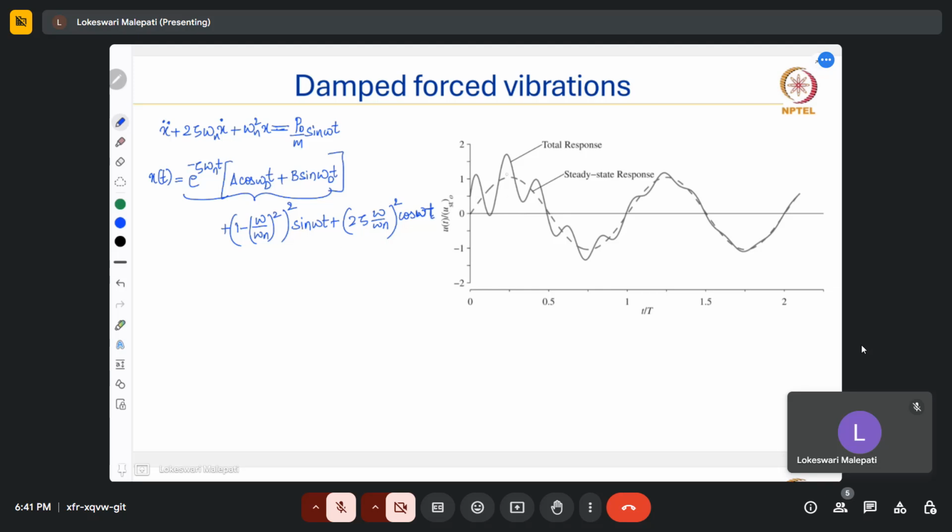If you plot this equation, you can see that this is the total response and this is the steady state response. So after a certain time, the total response can be pretty much approximated as just this steady state response. That is why whenever we are talking about response factors, we always consider only the steady state response and take the ratio with respect to the static displacement. So let us just consider only this component.